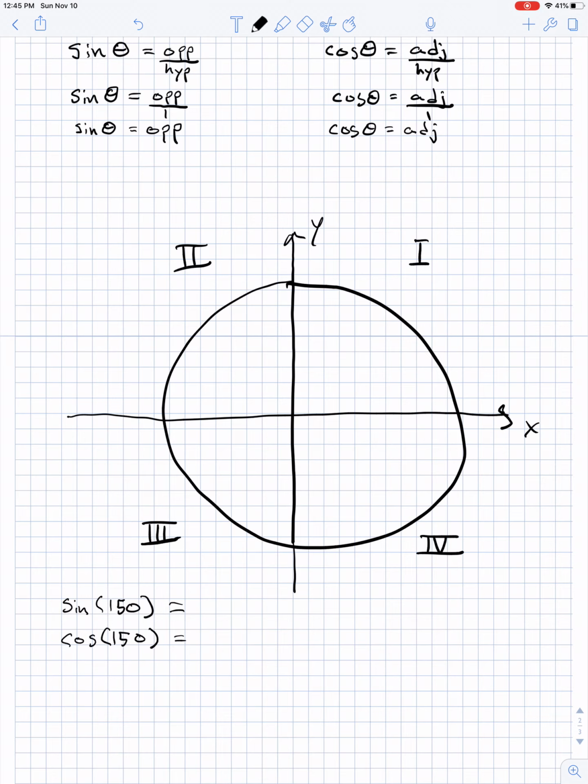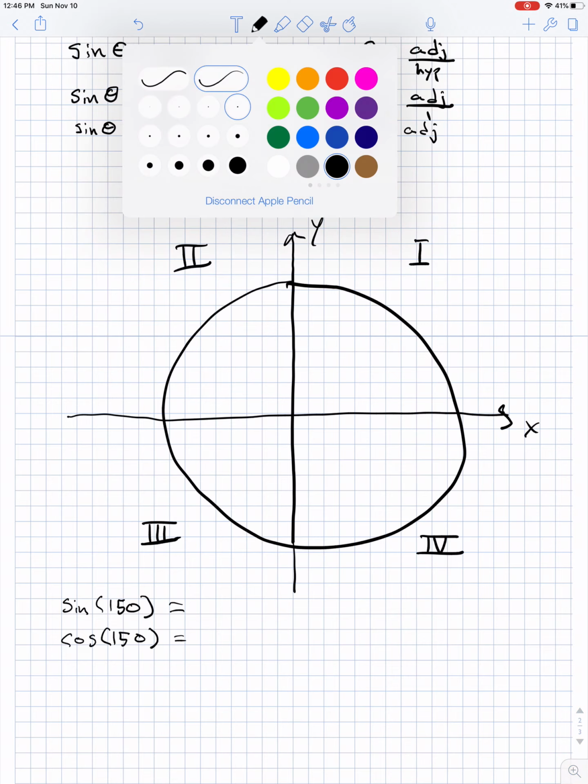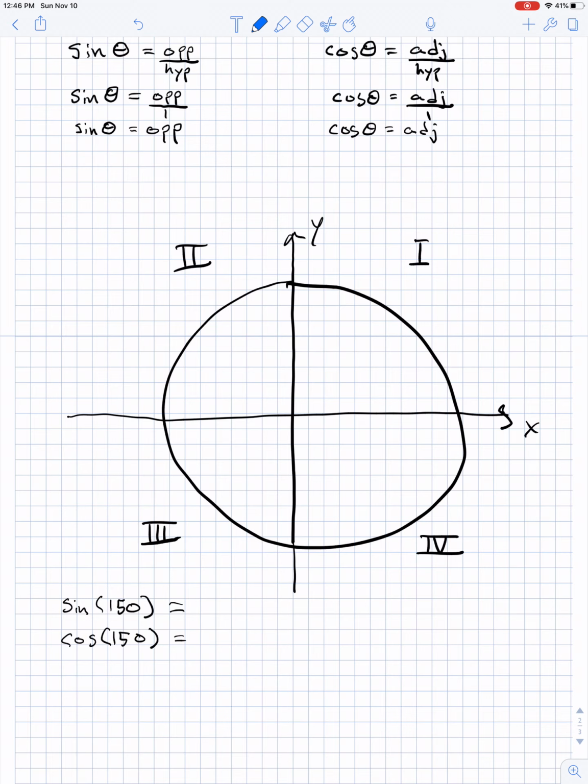Okay, so our angle given here is 150 degrees. So what quadrant will that be in? Hopefully you answered 2. In other words, our right triangle will be drawn in quadrant 2. Now, when drawing your right triangles, you're always going to drop a line straight down to the x-axis. It's always going to make that 90-degree angle with the x-axis, not the y-axis. Okay? Now, 150 degrees is this angle.